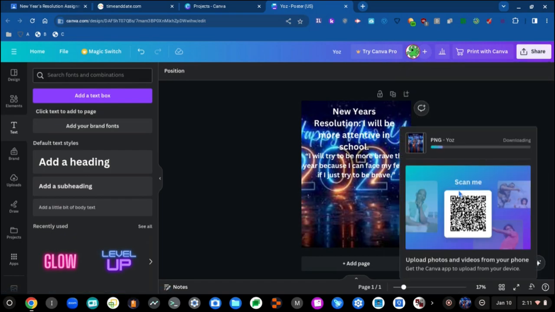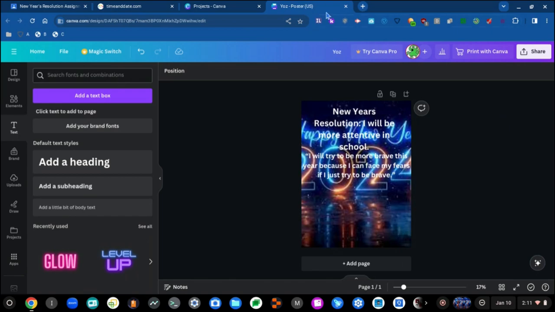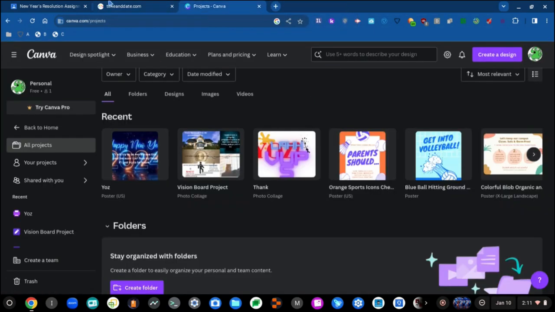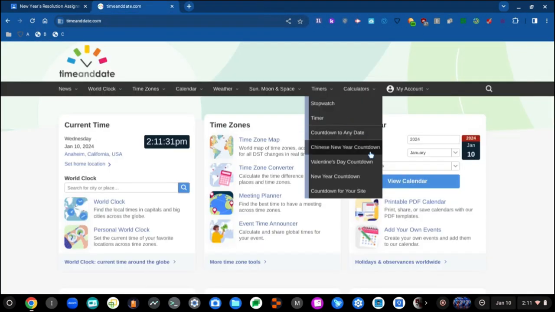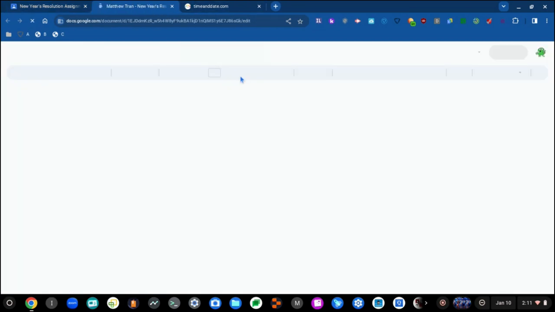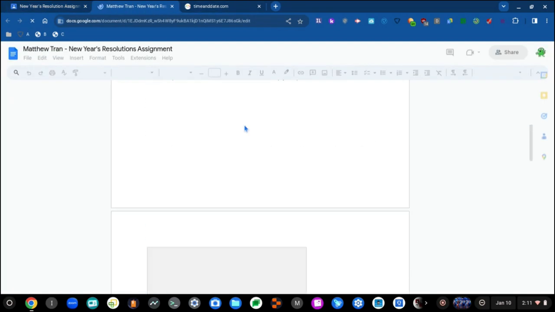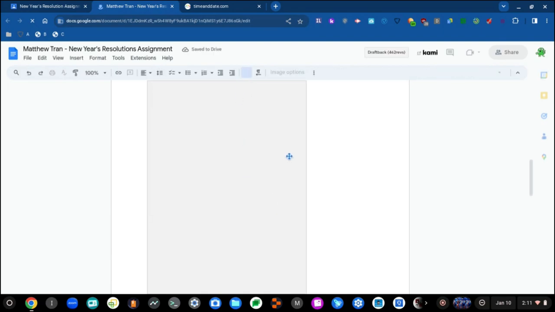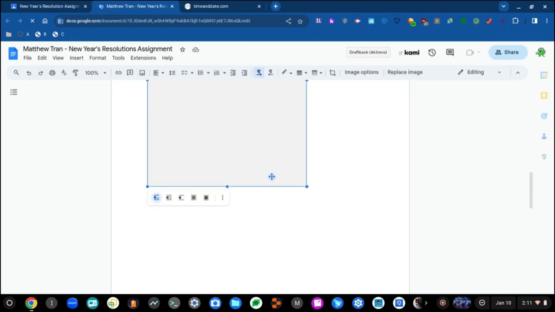New Year's resolution, perfect. And then you can upload a text. You can do a graphic in there, whatever you want to do, and then put it in there. If you found any pictures that go along with your resolution, where did you find them? So find something to go along, and then you can upload it in there. Okay. Thank you, sir.